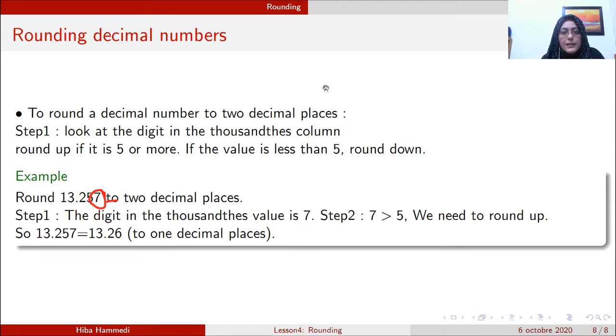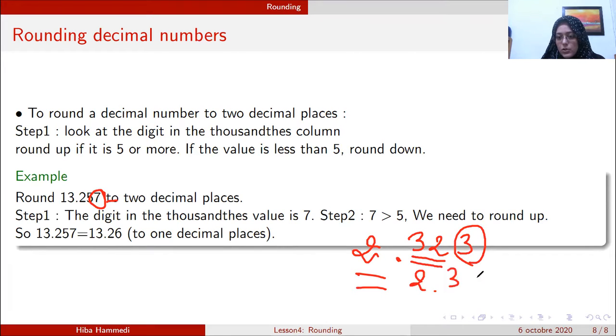Let me give you another example. Imagine I have 2.323, and I want to round this to 2 decimal places. The first thing I need to do is check the thousandths value. The value is 3, and 3 is less than 5, so I'm rounding down. It means I'm not doing anything to the 2 decimal places here, so it is 2.32, and I'm just ignoring the last digit because it's less than 5.